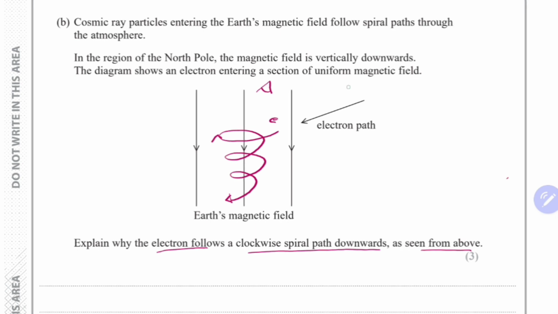As we know, this is a velocity, and velocity has two components. One is horizontal, another is vertical. When the horizontal component is perpendicular to the magnetic flux line, the electron will experience a force. How do we know the electron experiences a force? By Fleming's left-hand rule.